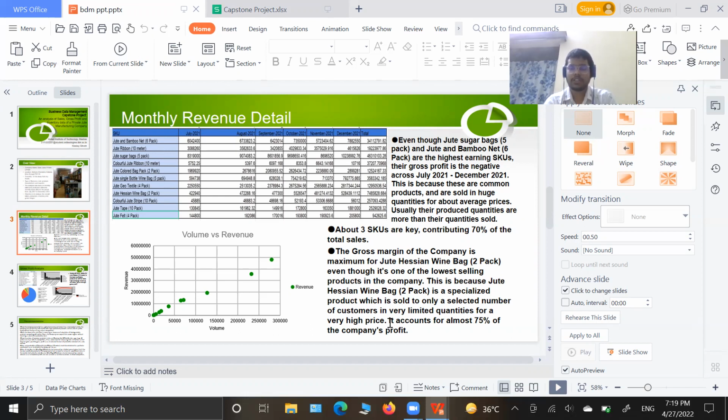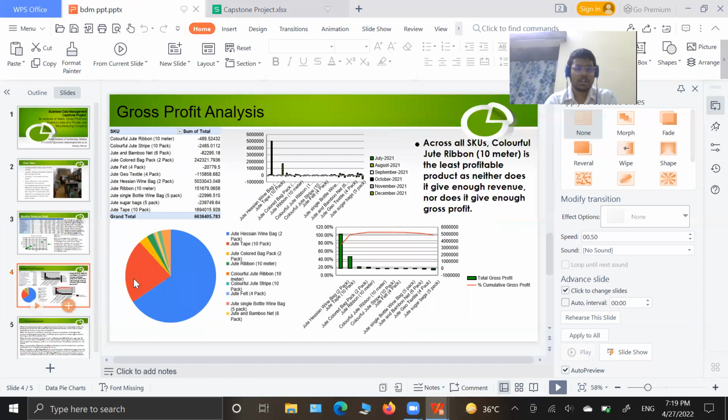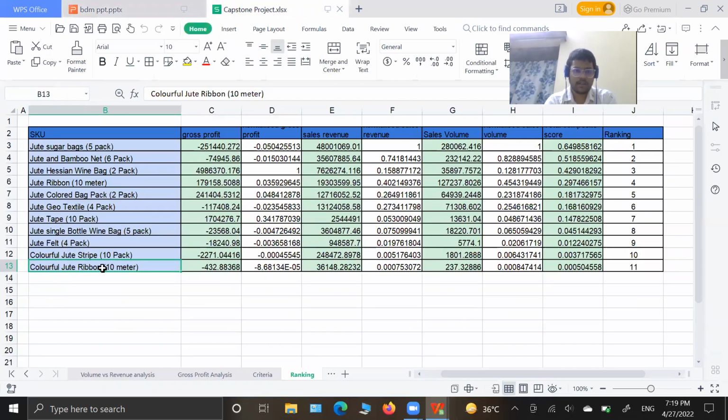But we can also see that it contributes 75% of the company's profit. So the next thing that I observed is that across all SKUs, colorful jute ribbon is the least profitable product, as it neither gives enough revenue, nor does it give enough gross profit. So it was kept at the last in the ranking chart. As you can see, colorful jute ribbon is rank 11.